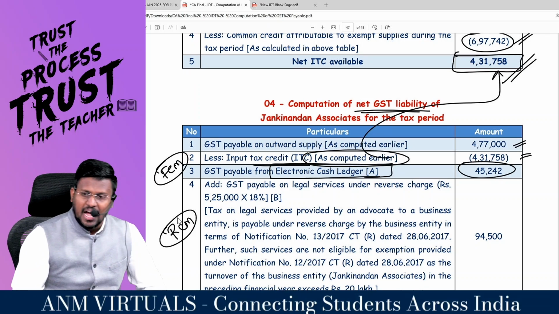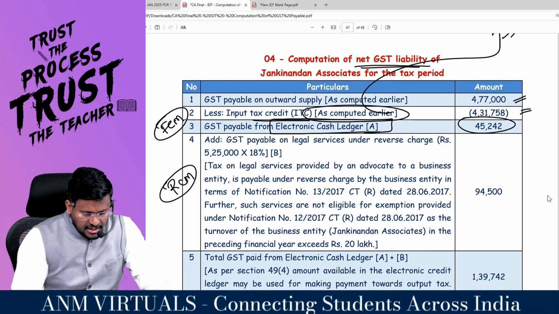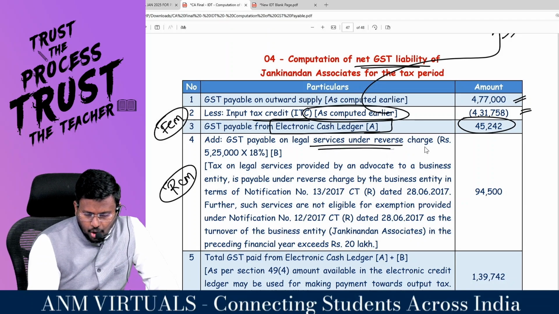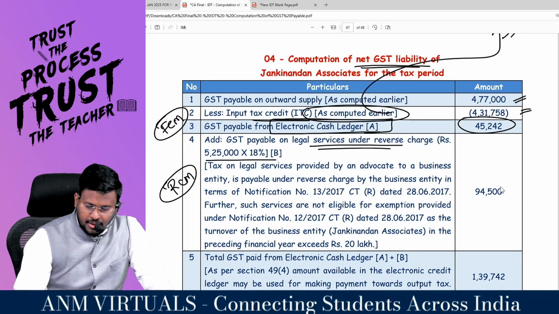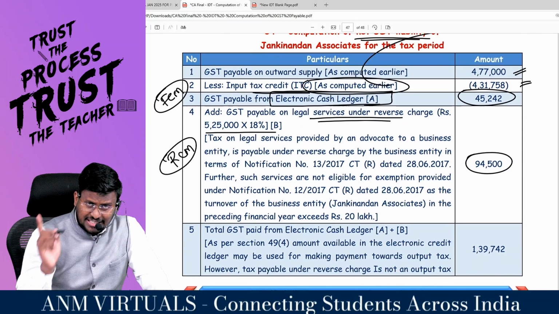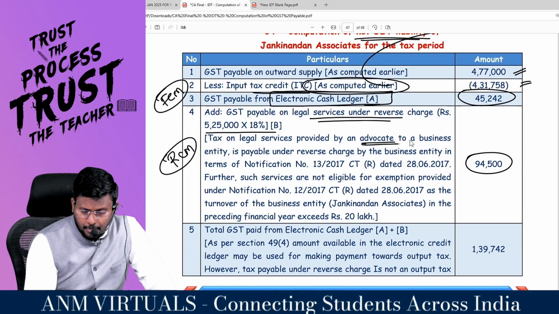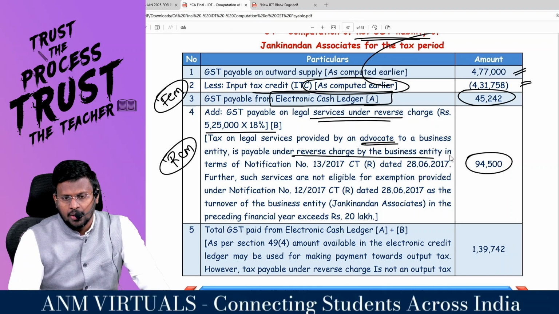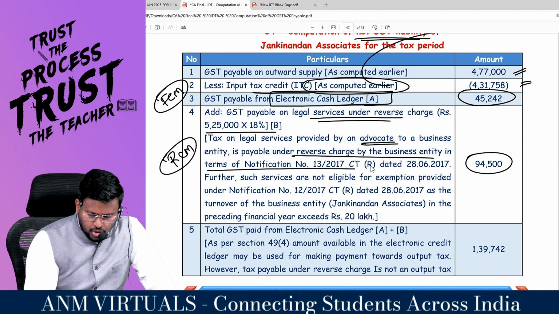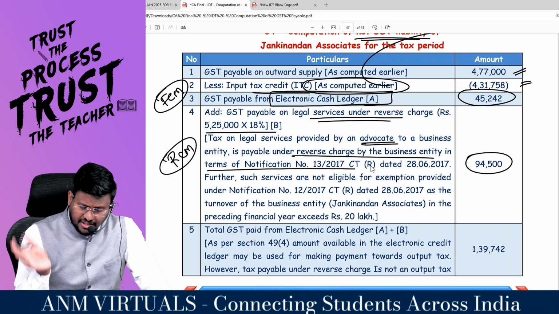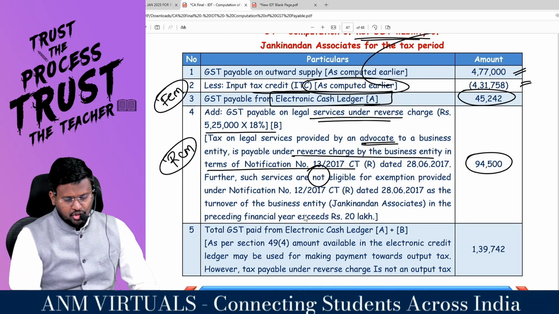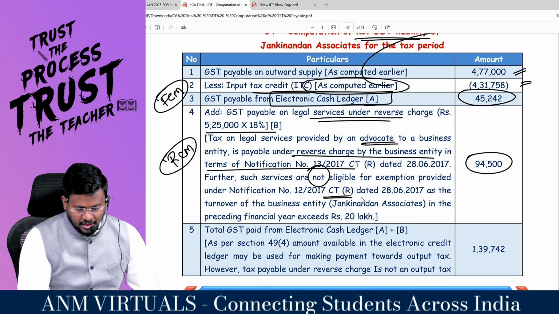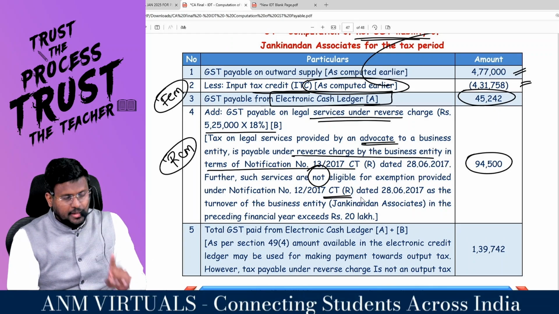In addition to that, this is the GST payable on what? FCM. But still we have GST payable on legal services under what charge? For 5,25,000 into how much percent? Tax on legal service provided by an advocate to a business entity is payable under reverse charge by the business entity in terms of a notification number, dated. Further, such services are not eligible for exemption provided under a notification number, as the turnover of the entity.